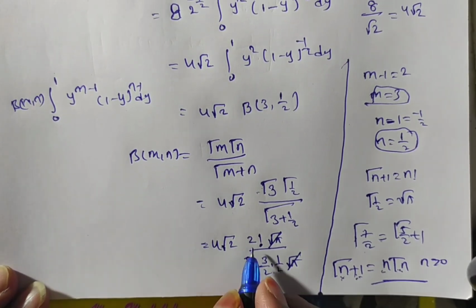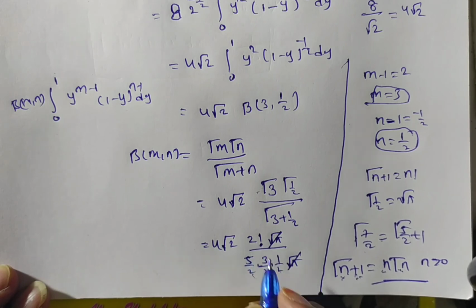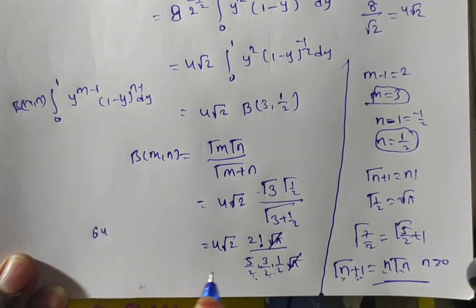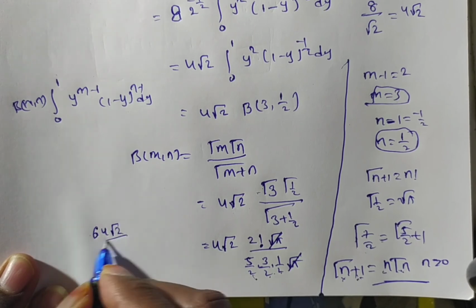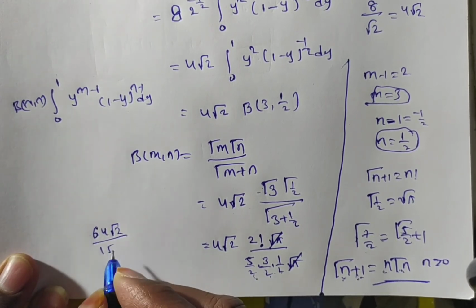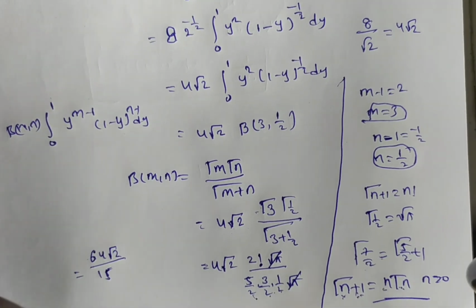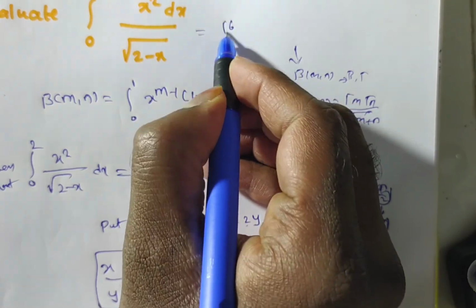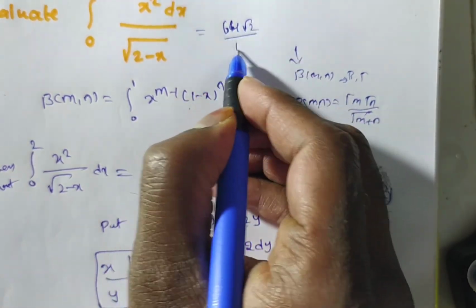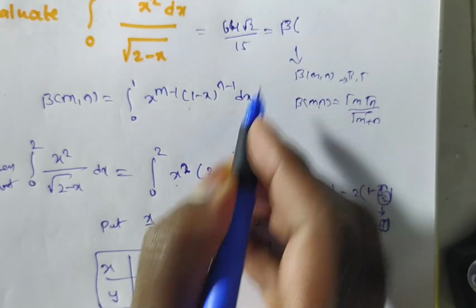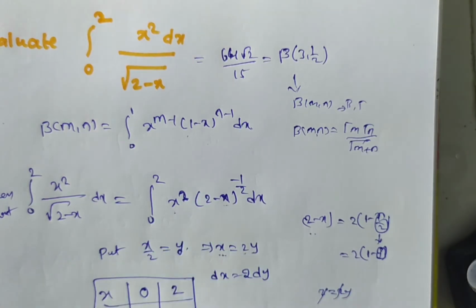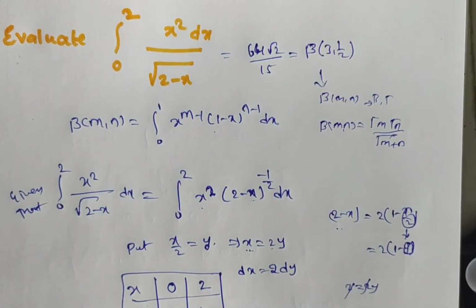Now what you are getting here: 2 factorial is nothing but 2. 1, 2, 3, 4, that is 16. 16 fours are 64. In the numerator you have again root 2, divided by 5 threes are 15. So the answer is 64 root 2 by 15. This is equal to 64 times root 2 by 15. Also in the expression of beta of m comma n, we can write beta of 3 comma 1 by 2. That's it. Is it clear for everyone? Okay, next we will discuss another problem.